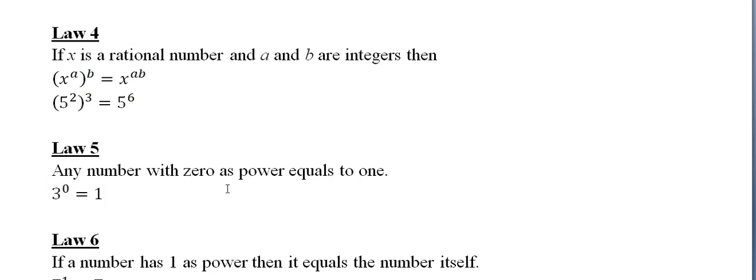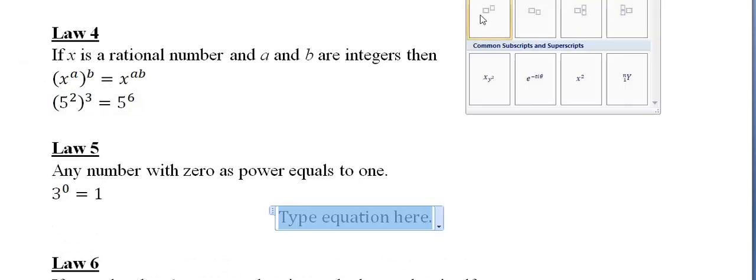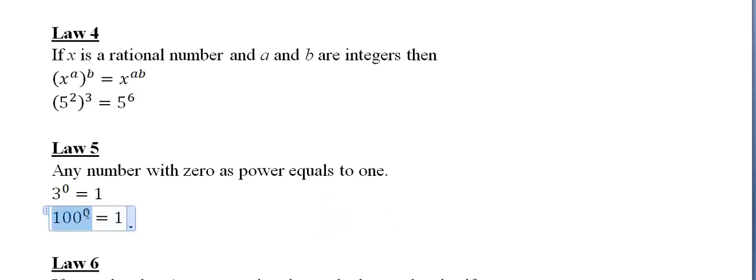Law number 5. If there is any number with 0 as power, then it is equal to 1. Let me give you one more example. Let us assume it to be 100. Let us write 100 to the power 0. It means that it is equal to 1. So if there is any number with 0 as power, it always equals 1.